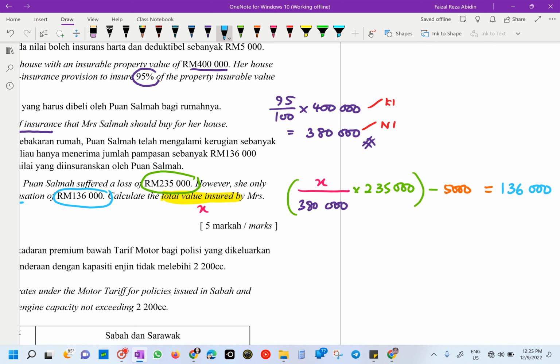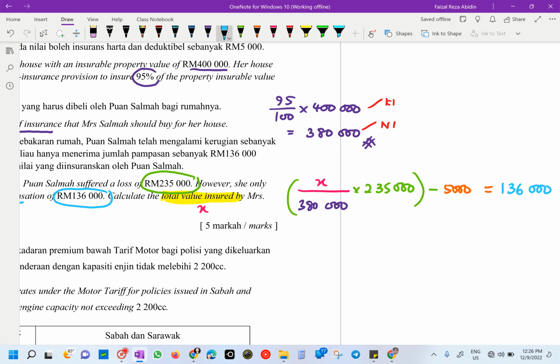Many of you don't remember this. Is it in the formula? No. Oh, this one is only the premium. Also the amount of required insurance: the property insurable value times the percentage of co-insurance. Okay, it's not there.